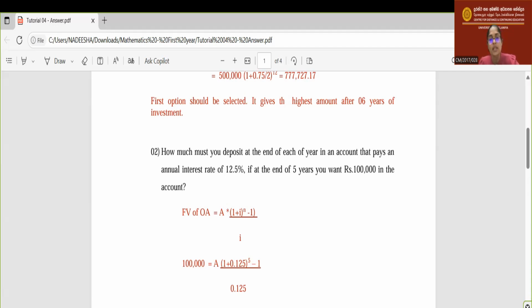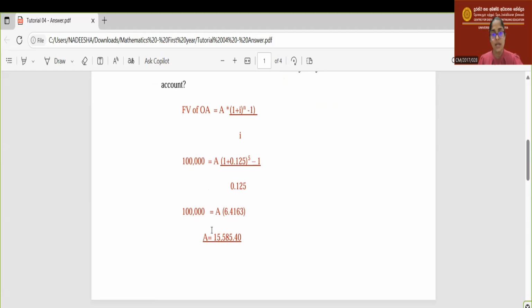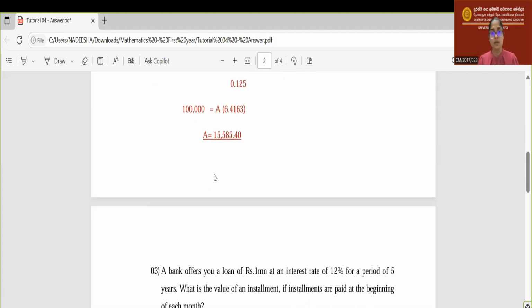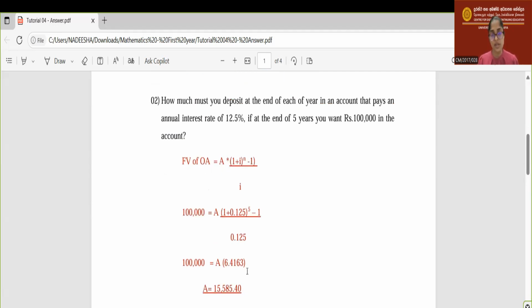Just round it up and multiply by A. And on the left hand side, the 100,000 is there. You can get the A value as 15,565.70. So that means at the end of each year, you have to deposit rupees 15,564.40 in order to have rupees 100,000 after 5 years, right?